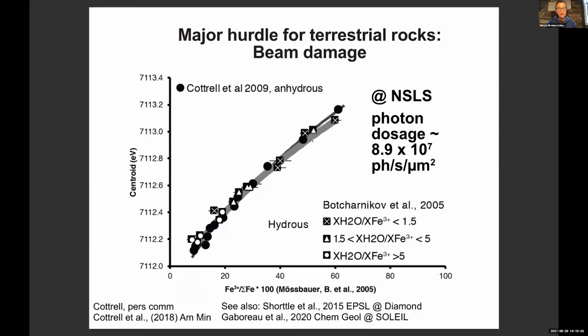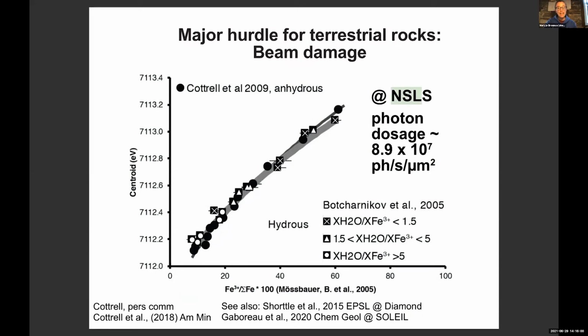And so these are the known iron 3 plus to total iron ratios from Mossbauer spectroscopy for the set of anhydrous glasses that I showed you the pre-edges for on the last slide, and a series of glasses from Roman Botcharnikov. These are, I think, internally heated pressure vessel glasses with a range of water contents.